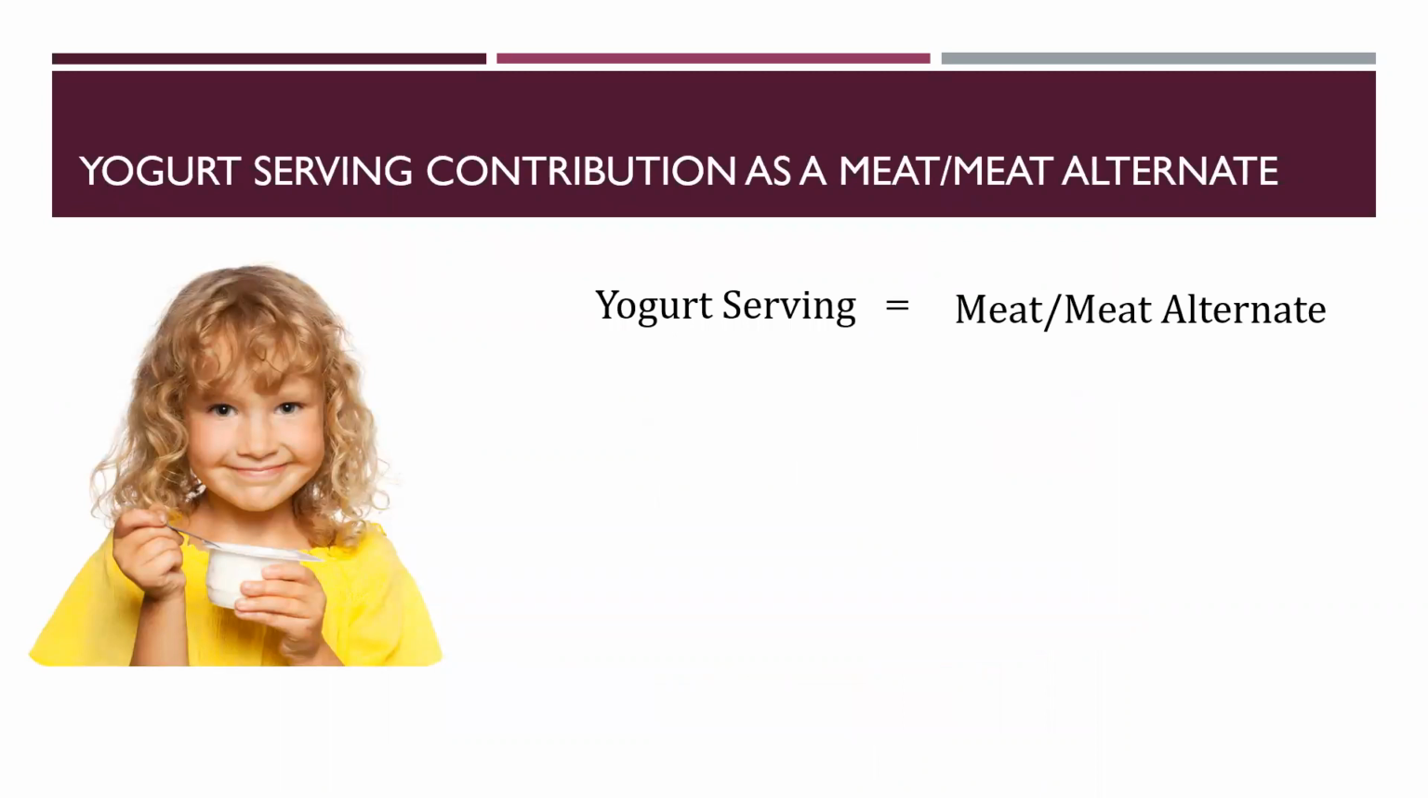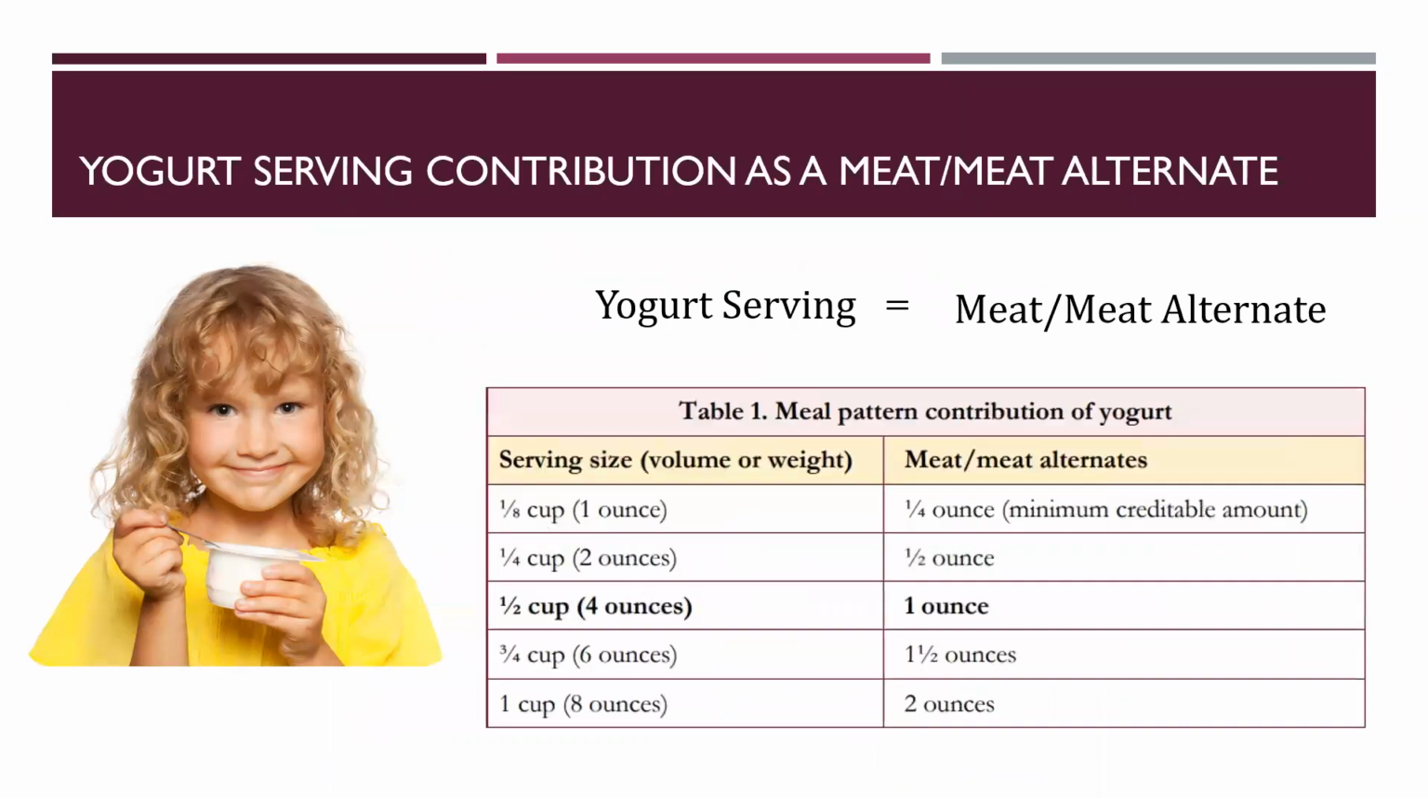Yogurt can be credited as a meat alternate in CACFP. The required serving for yogurt is based on volume, cups, or weight, ounces, and is the same for all types, flavors, and fat contents. A half cup serving or 4 ounces credits as 1 ounce of meat alternate in CACFP meal patterns. Table 1 shows the meat alternate crediting information for different serving sizes of yogurt.